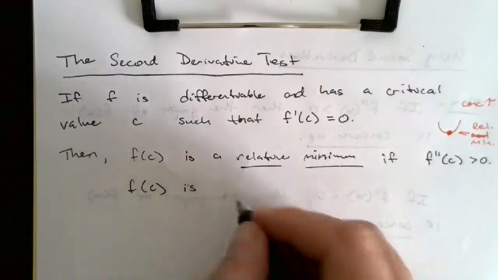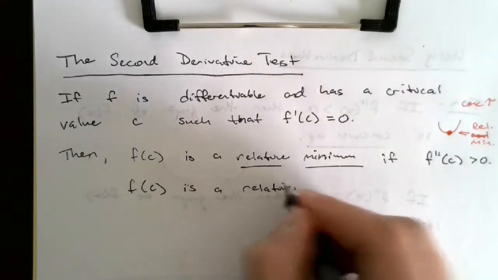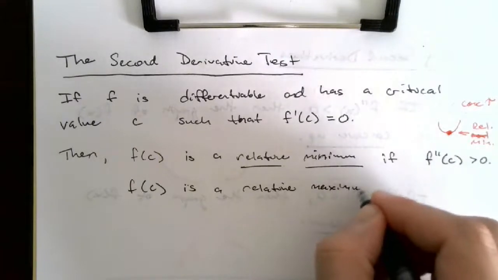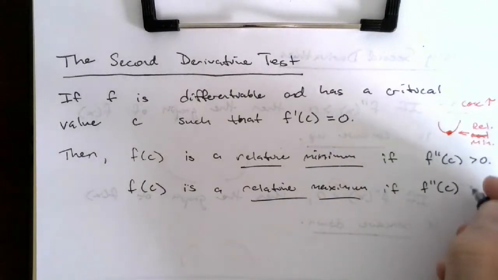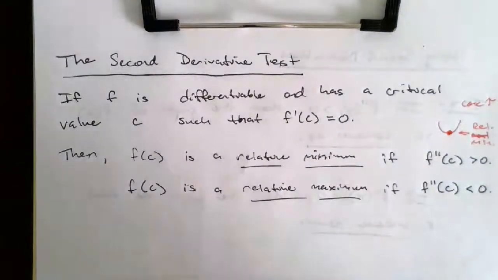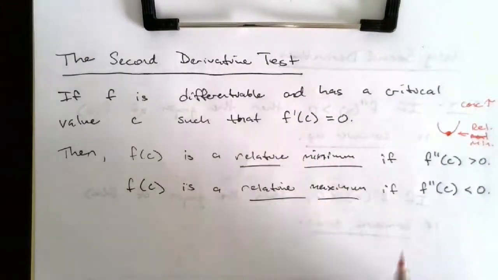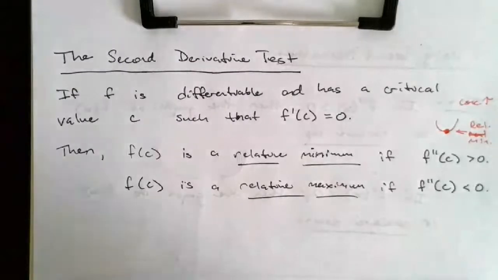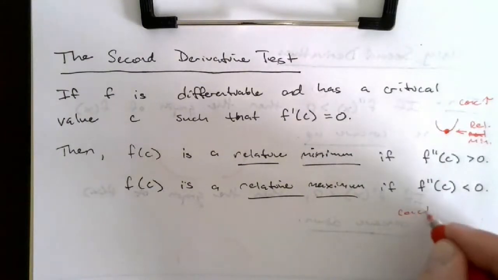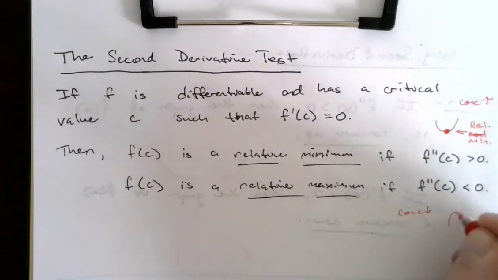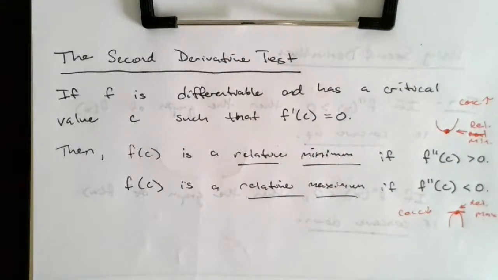Similarly, say f of c is a relative maximum if f double prime of c, the second derivative, is less than 0. Because we know that f prime of c is equal to 0, so I know the tangent line is going to be flat there. And if I look at this, f double prime of c being less than 0 tells you we're concave down. Well, what's that look like? Concave down looks like this. If it's concave down, and this is my point, I'm going to have a relative what? Well, it's going up and then coming down. It's going to be a relative max. So it gives you information about the original graph.